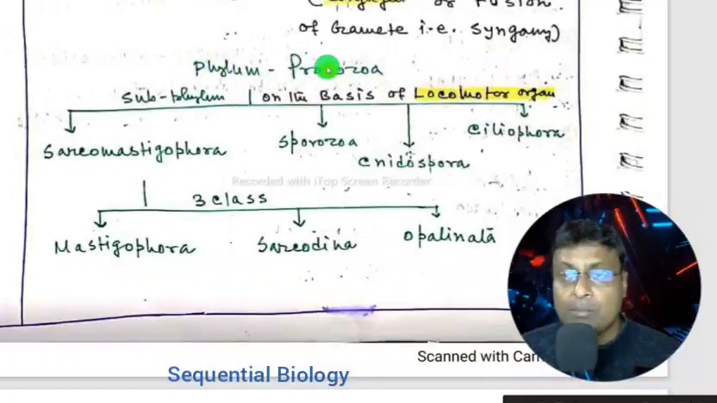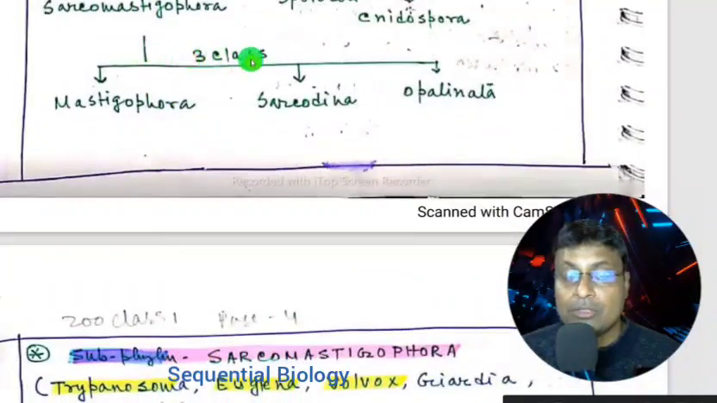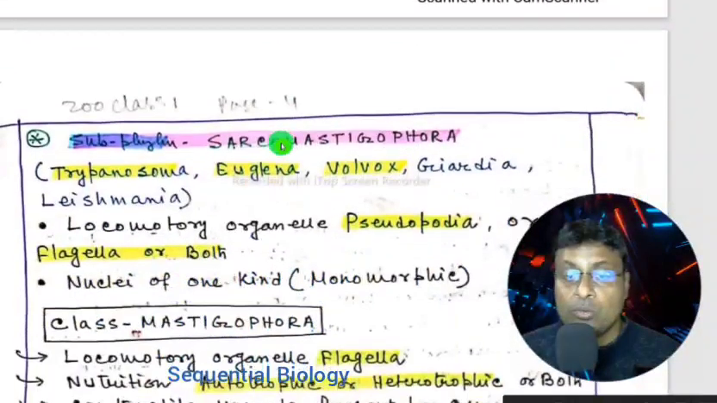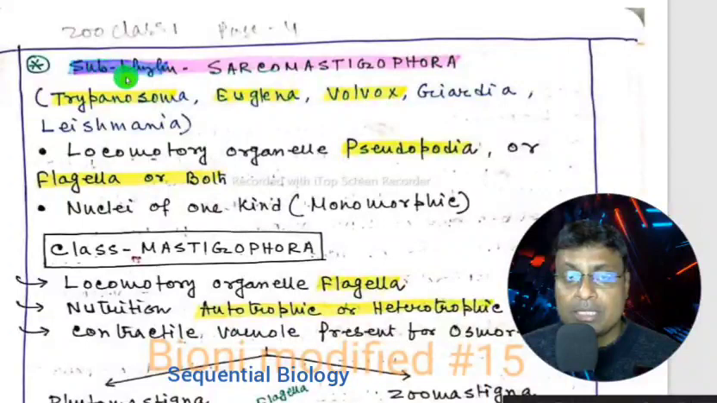So this phylum Protozoa is divisible into 4 subphyla on the basis of their locomotory organelle. The first subphylum is Sarcomastigophora, the second is Sporozoa, the third is Nidospora, and the fourth is Ciliophora. And Sarcomastigophora is again divisible into 3 classes: the Mastigophora, the Sarcodina, and Opalinata. Now we will discuss the characters of these different subphyla.